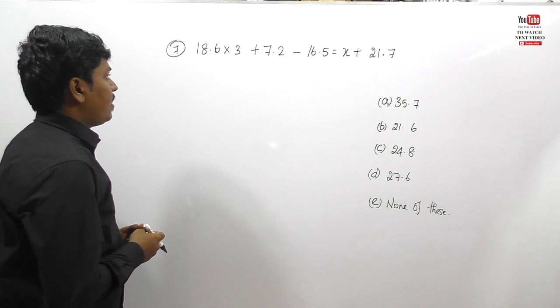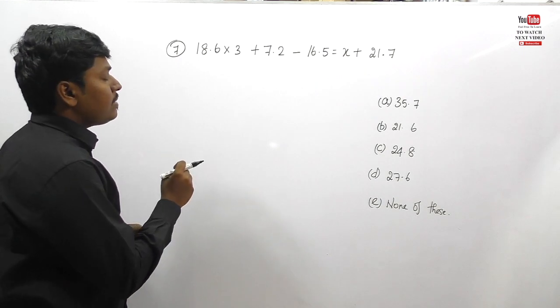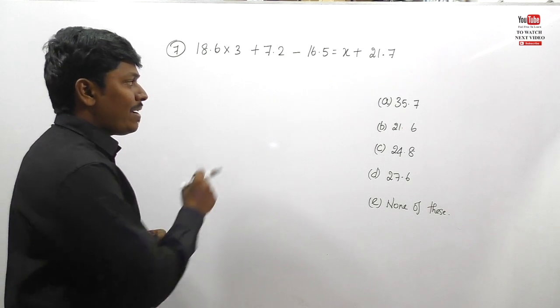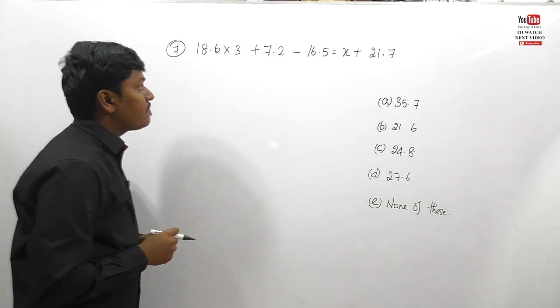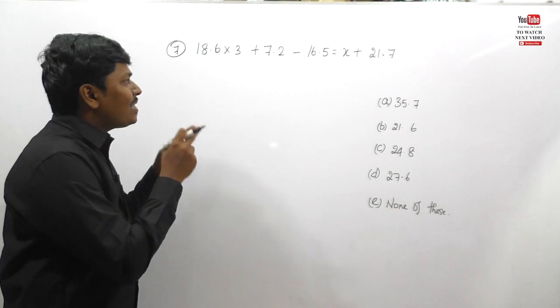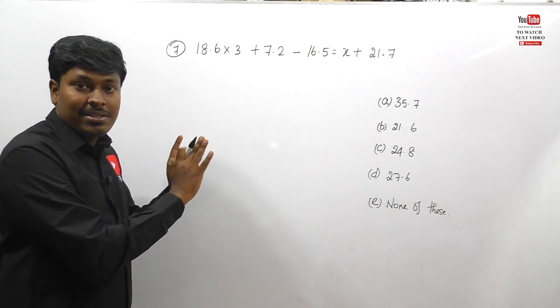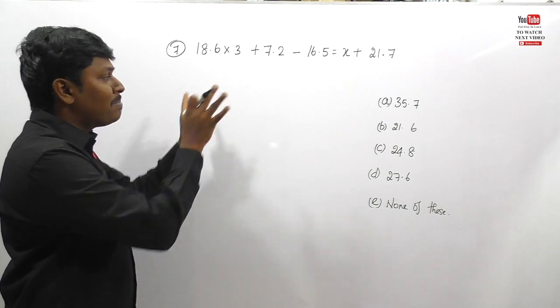Question number 7. 18.6 into 3 plus 7.2 minus 16.5 is equals to x plus 21.7. So friends, whether you think similarly, whether you think it is tougher question, by comparing all the previous question, I used to say that this is most simplest question.